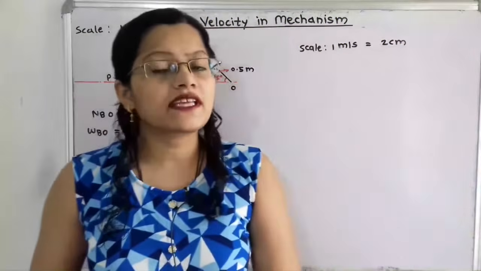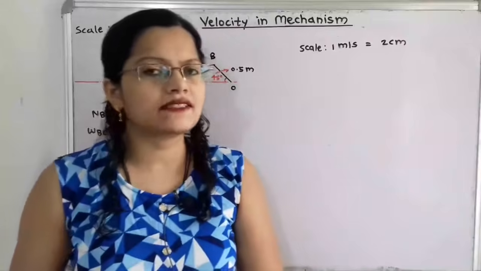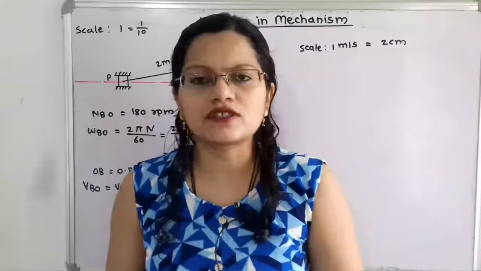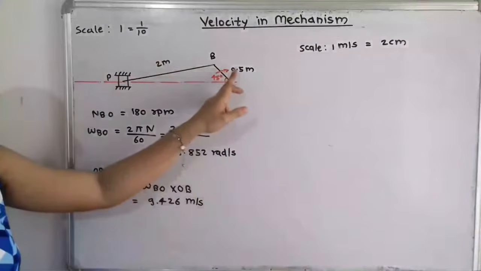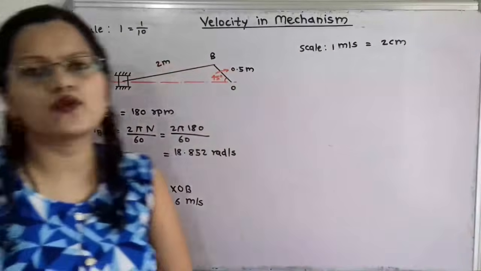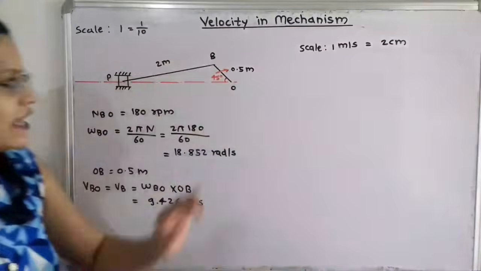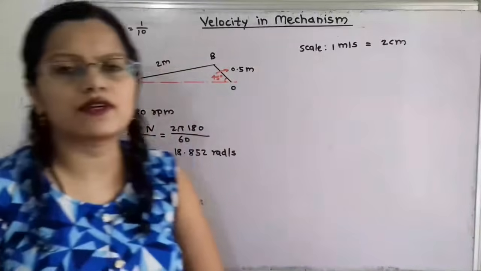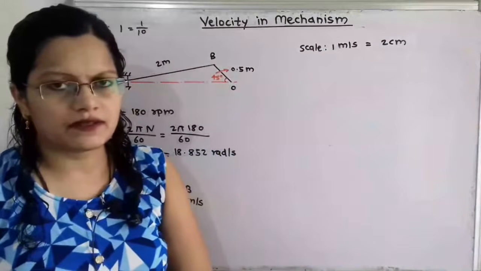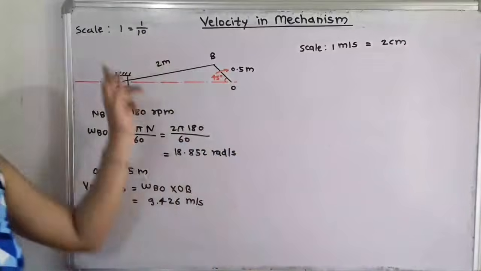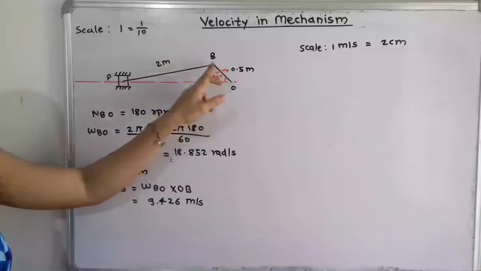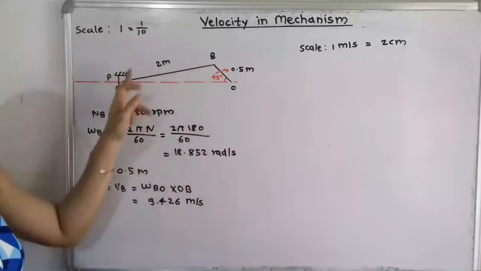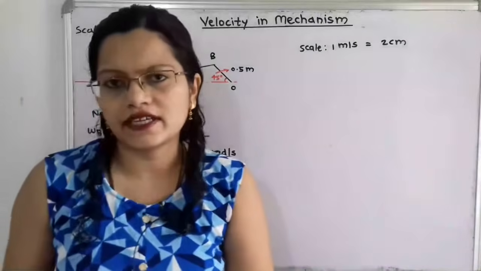Now the main important thing is that we have to draw the space diagram with some suitable scale. If we observe the dimensions, the crank and connecting rod are 0.5 meter and 2 meter. That means 0.5 meter is equal to 50 centimeter and 2 meter is equal to 200 centimeter. So I will use here scale 1:10. That means for the crank I will use 5 centimeter and for the connecting rod 20 centimeter.